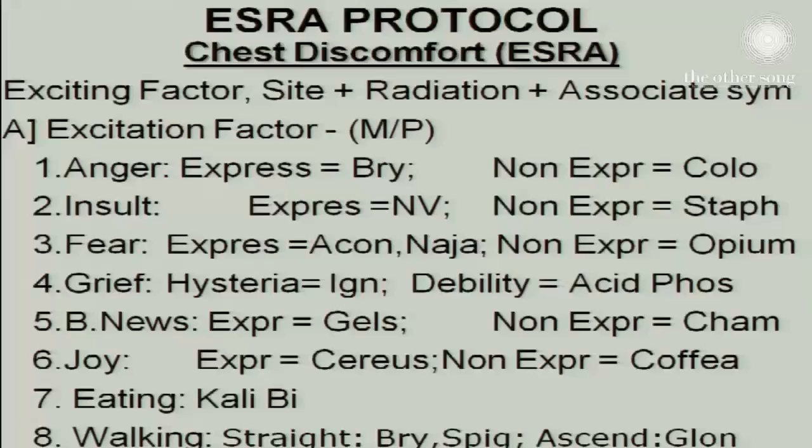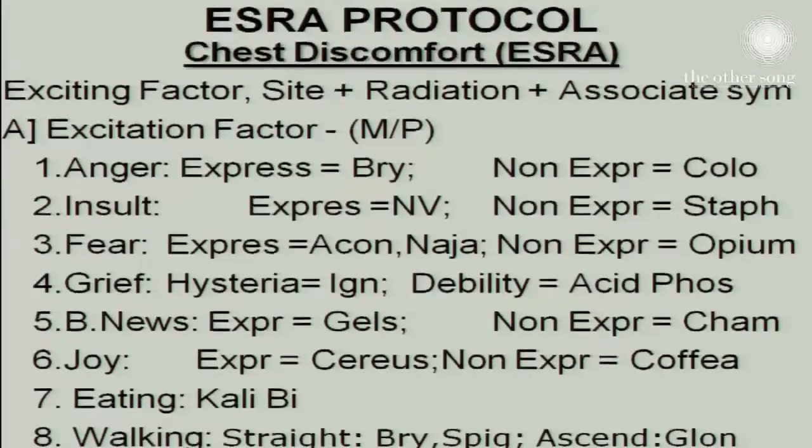Insult: expressive, nux vomica; non-expressive, staphysagria. Fear: expressive, aconite; and nausea, non-expressive, opium. Grief: if it's a hysterical expression, it's ignatia; debility, acid phos. Bad news ailments from: gelsemium; non-expressive, chamomilla. Now chamomilla, you may be fantastic in materia medica, but at that point of time you'll never remember chamomilla as a remedy for the bad effects of bad news, the exciting factor. So we'll conveniently never use chamomilla, we'll always use gelsemium, because gelsemium is easy to remember and maximum people remember gelsemium.